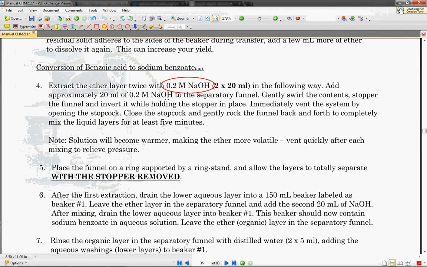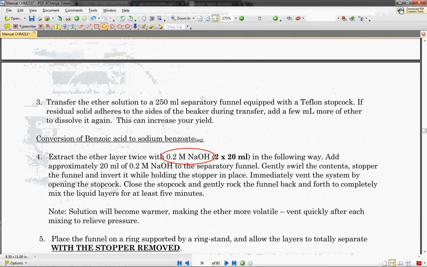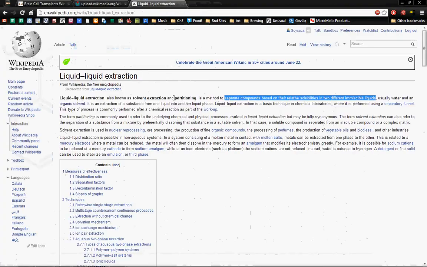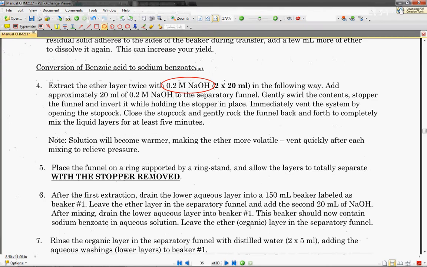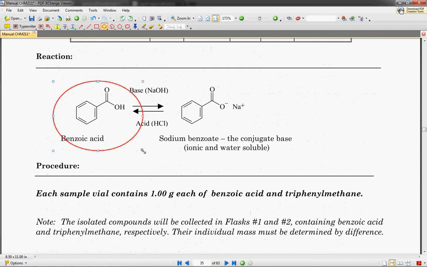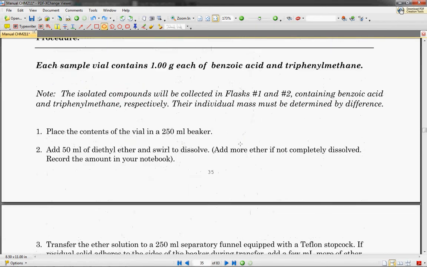And this is what your beaker, or not beaker, separatory funnel will look like. So I just wanted you guys to know what you were going to put it into. So you add essentially water and sodium hydroxide, and what that will do is change the benzoic acid into sodium benzoate.